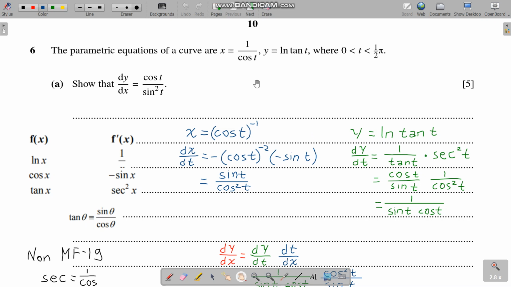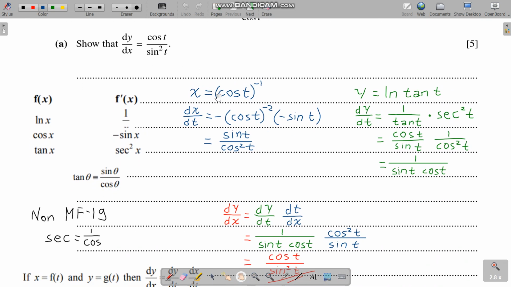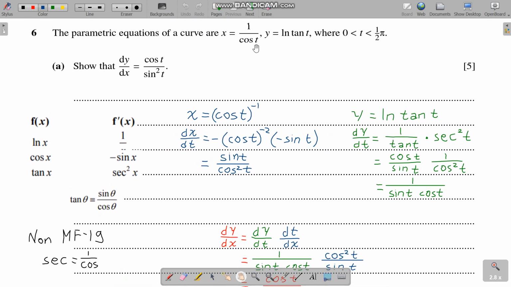This is about differentiation. The parametric equations of a curve are x equals 1 over cos t, y equals ln tangent t. Show that dy/dx is... Okay, so from x equals 1 over cos t, this is the same as cos t to the power of minus 1. So we use the usual power rule, we bring the power down.